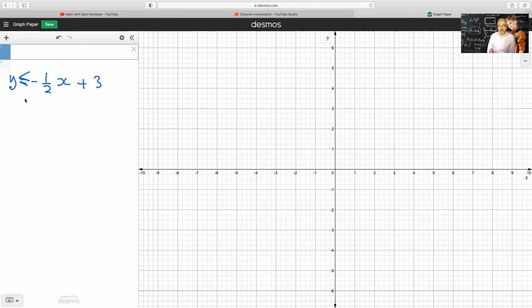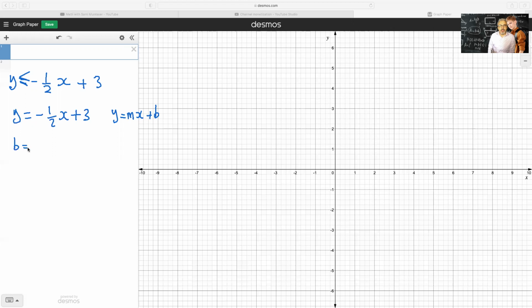Here's the first question, the linear inequality: y is less than or equal to negative half x plus 3. So the first thing, we should rewrite this as y equals negative half x plus 3, so we could graph it. This equation is in the form y equals mx plus b, where m is the slope and b is the y-intercept. So my y-intercept, which is b, equals 3, and my slope m is negative 1/2.